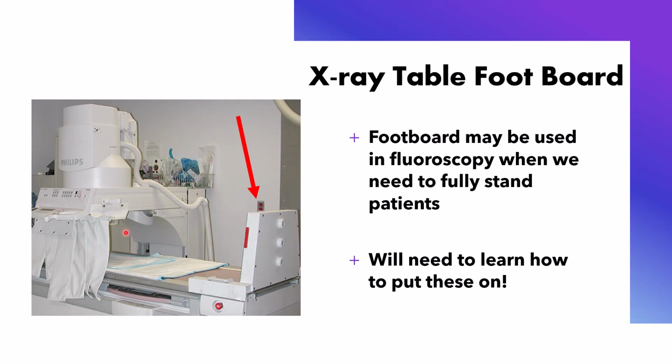There's a footboard. This is the fluoroscopic unit. This is a board that you can attach to the end of the table, and it lets you stand the person up when you need to do standing x-rays for certain things, for the GI system or for a myelogram. It's just a footboard on the table. You can remove it. This is a lock system. You can move it. You will need to learn how to put these on. It is called the footboard.